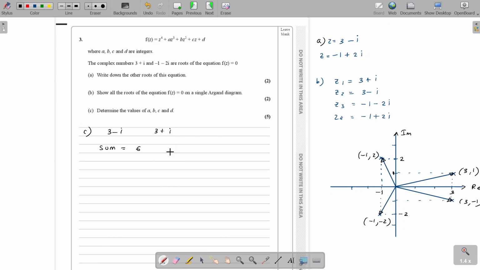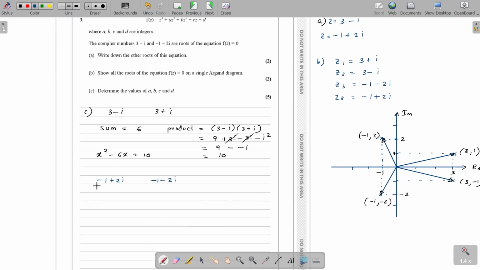Can I know the product of roots here? 3 minus i into 3 plus i. 9 plus 3i minus 3i minus i square. Plus 3i minus 3i cancels. 9 minus i square, i square is minus 1, so that is 10. So the quadratic factor here is x square minus sum of roots times x plus product of roots. So this is one quadratic factor. Are you with me? The other quadratic factor is found by considering minus 1 plus 2i and minus 1 minus 2i. Are you with me?